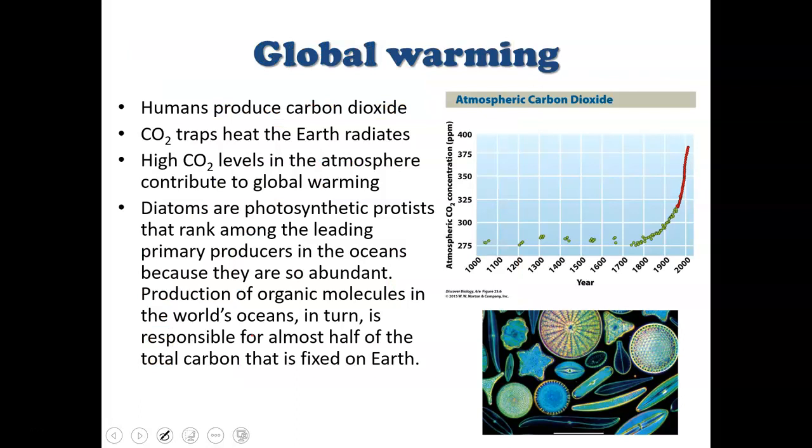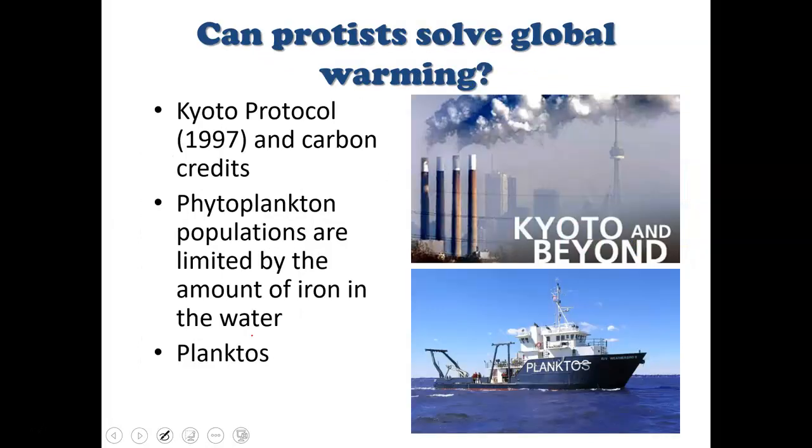Now, the fact that protists photosynthesize, can that help us out? And the answer is yes, absolutely. You're probably aware that since the Industrial Revolution, CO2 levels in the atmosphere have just basically gone through the roof. And this is a problem because CO2 is a type of greenhouse gas, and that can trap more of the Earth's radiant heat, and it can lead to global warming.